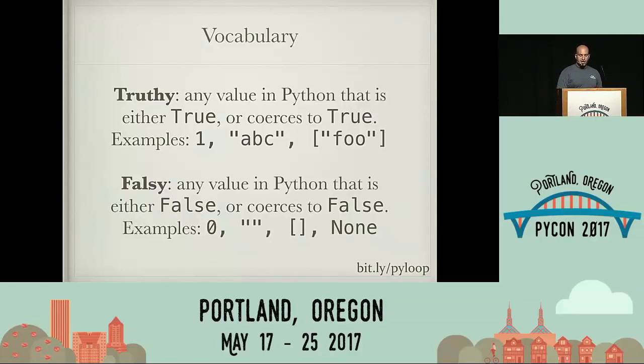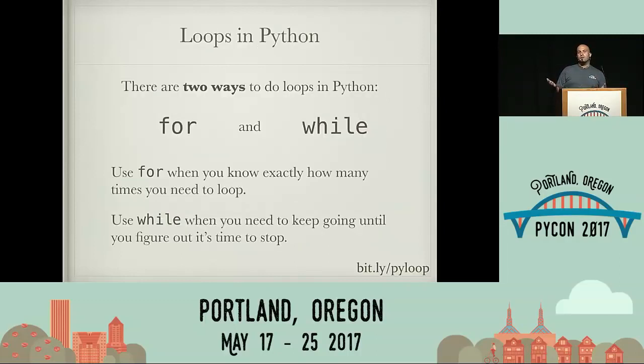So, with that all out of the way, let's start talking about how we actually do loops in Python. There are two different kinds of loops. There are for loops and there are while loops, and they're both very useful, but you generally want to use for when you know exactly how many times you want to loop, and use while when you want to keep on going until you figure out that it's time to stop. We're going to start with while loops because they're a little bit simpler. You can get much more complicated and much more fancy with for loops.